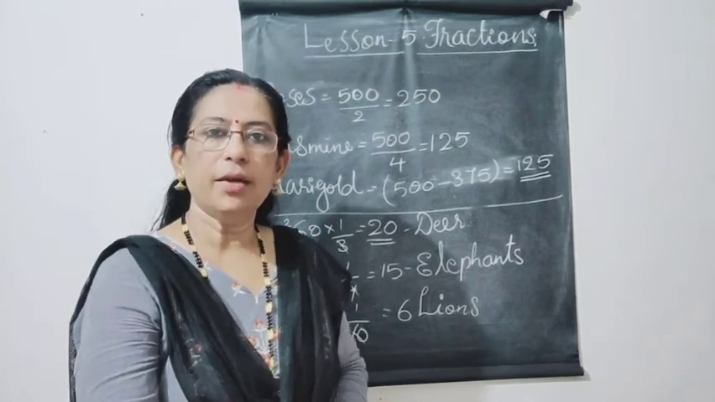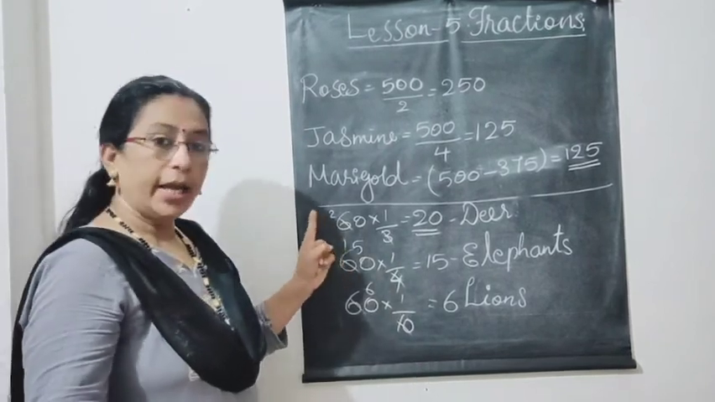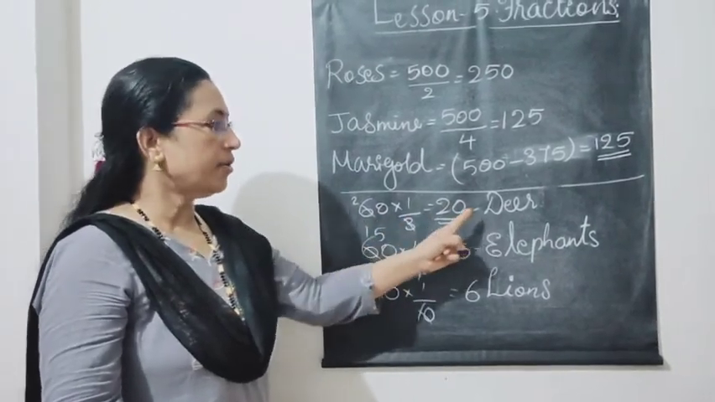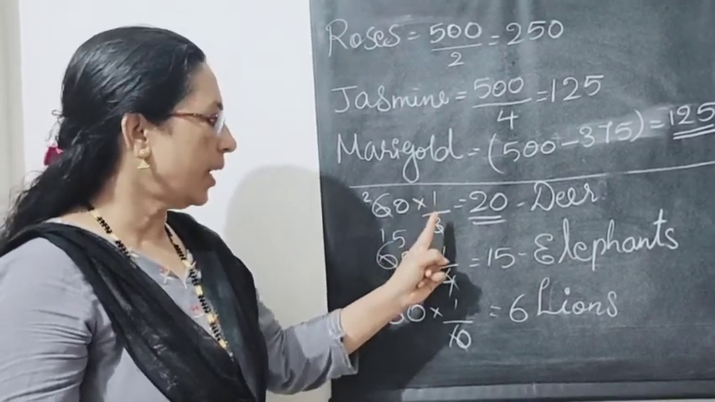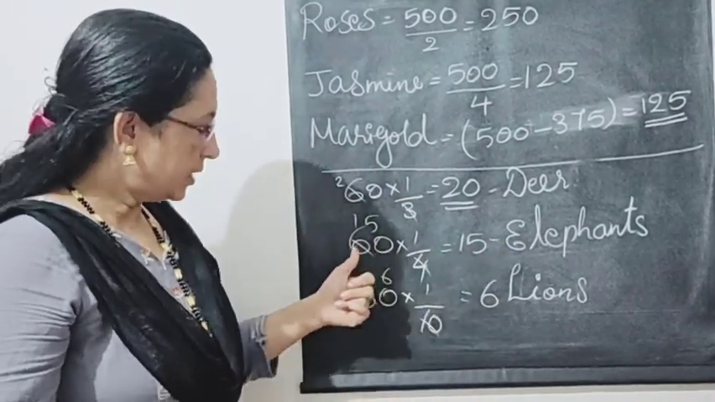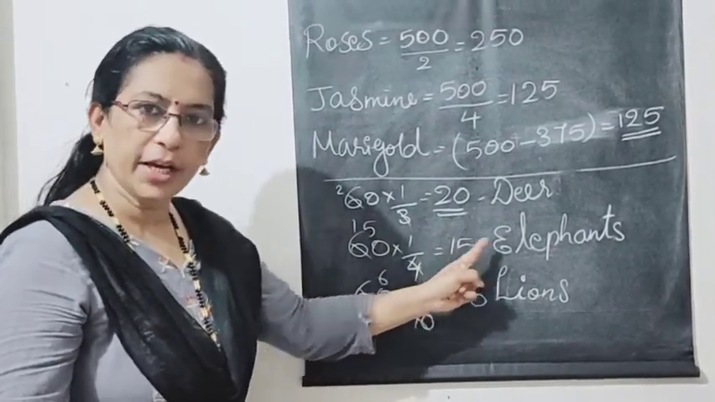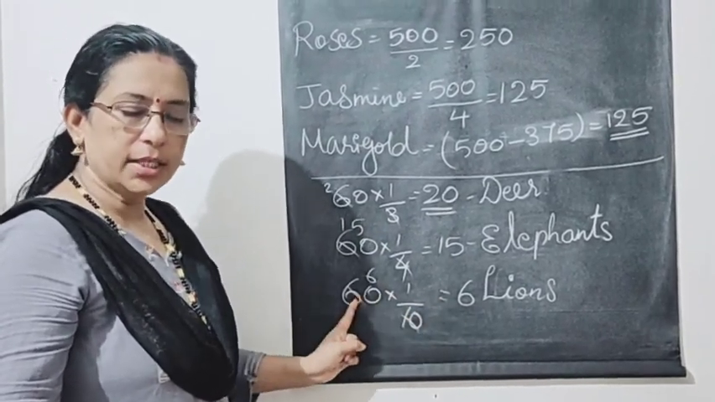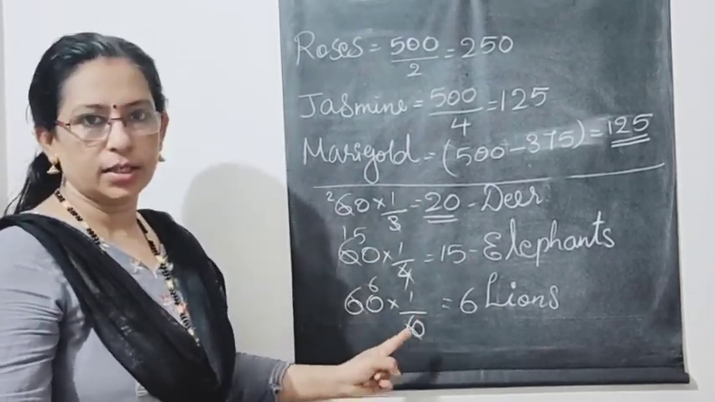Okay, the same way the second question. In the second question, there are a total of 60 animals in the zoo. Out of that, 1/3 are deer. 1/3 of 60, so how can we find out? 60 multiplied by 1/3 is equal to 20. And 1/4 are elephants. 60 multiplied by 1/4 is equal to 15. 15 elephants. And 1/10 are lions. That means 60 multiplied by 1/10 is equal to 6 lions. Okay, this answer also you can write in the given space.